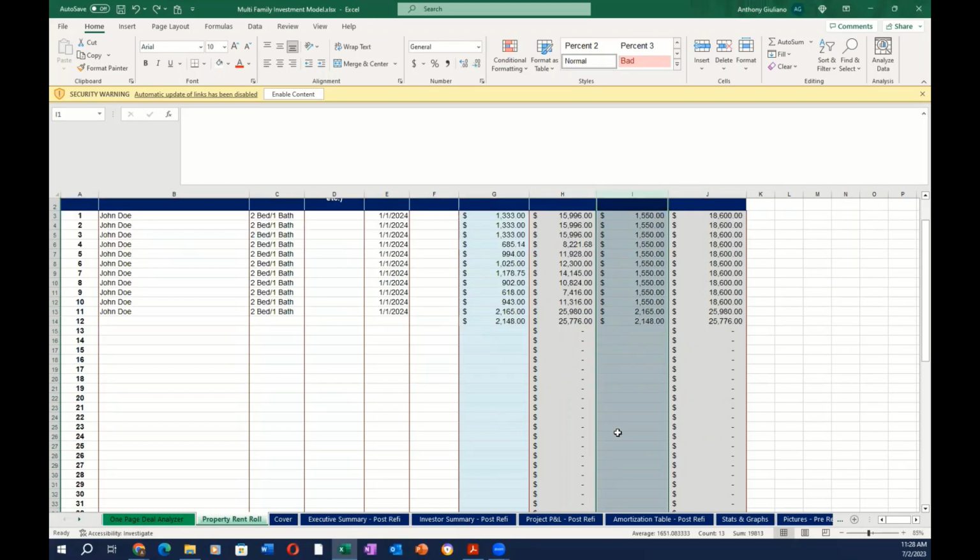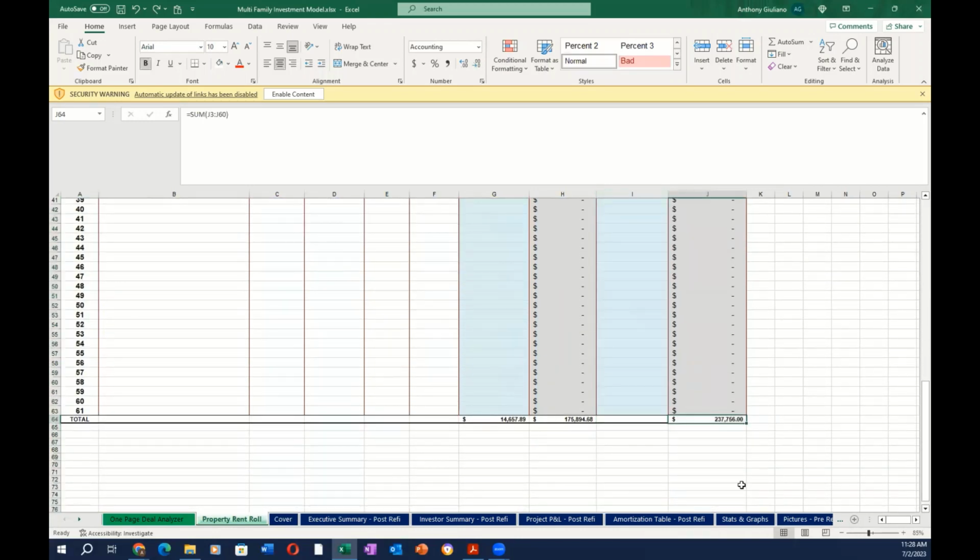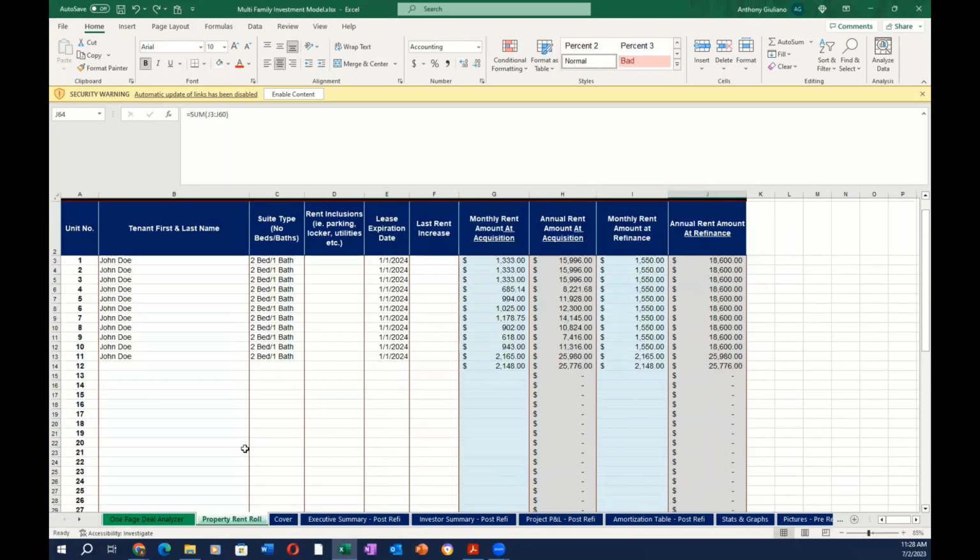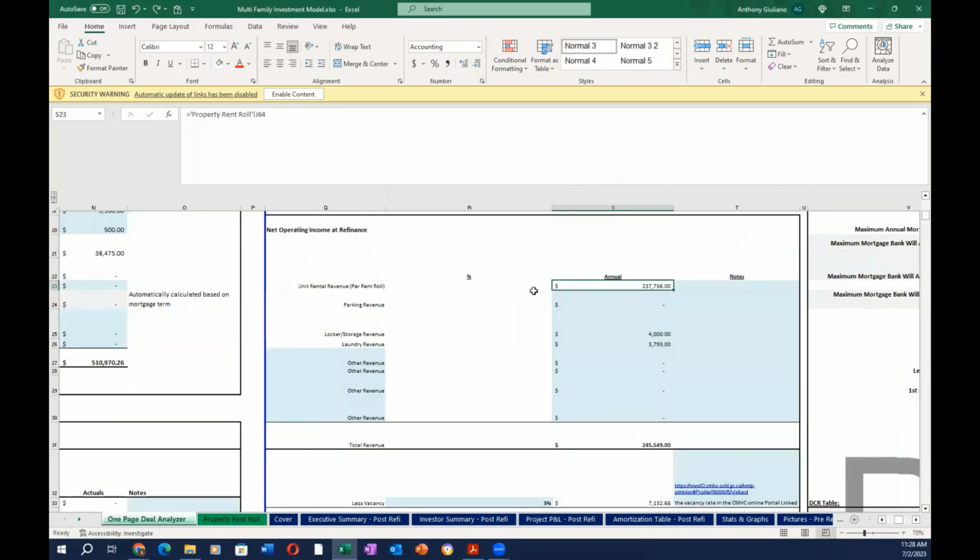Well, that monthly rent amount, or that annual rent amount, is now calculated here, and it's showing up automatically here in our post refinance or our post renovation P&L. Parking revenue, I'm assuming we weren't able to get any additional parking revenue, but in this situation, I assume there is a possibility for storage, $4,000 of additional storage revenue that I was able to add to the property's P&L.